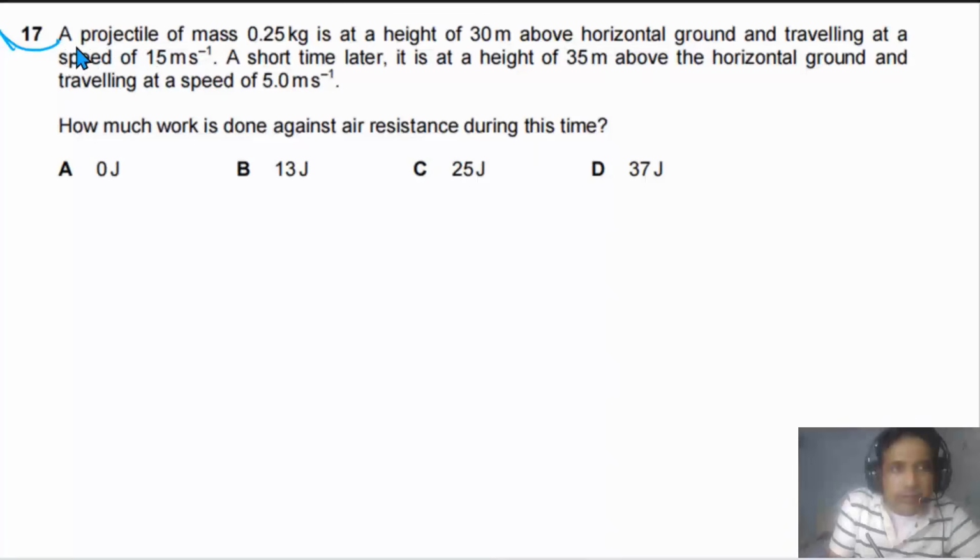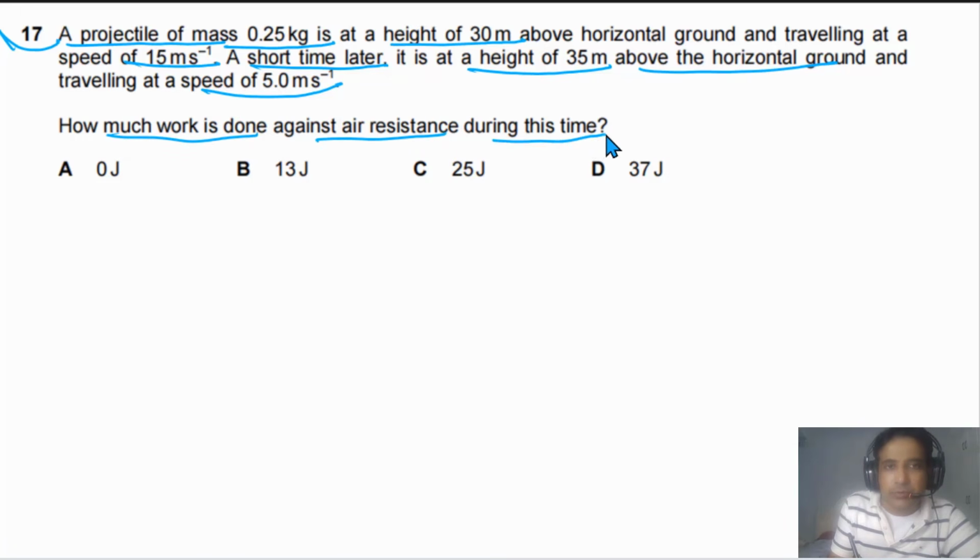Question number 17 says a projectile of mass 0.25 kg is at a height of 30 meters above horizontal ground and traveling at a speed of 15 meters per second. A short time later, it is at a height of 35 meters above the horizontal ground and traveling at a speed of 5 meters per second. How much work is done against resistance during this time?